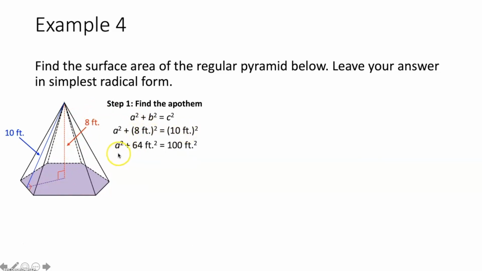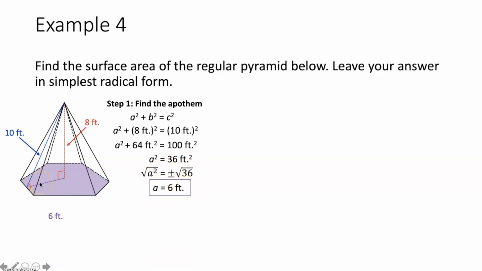I can now solve for A by subtracting 64 feet squared on both sides, getting rid of this square by square rooting both sides. And remember, anytime you square root a variable squared, on the other side you need to put plus or minus. Now the square root and the square cancel each other out. Over here, the square root of 36 we know is going to be 6. And since we are dealing with measurements in a pyramid, we're only going to take the positive version, the principal root. So A, our apothem in this case, is going to be equal to positive 6 feet.